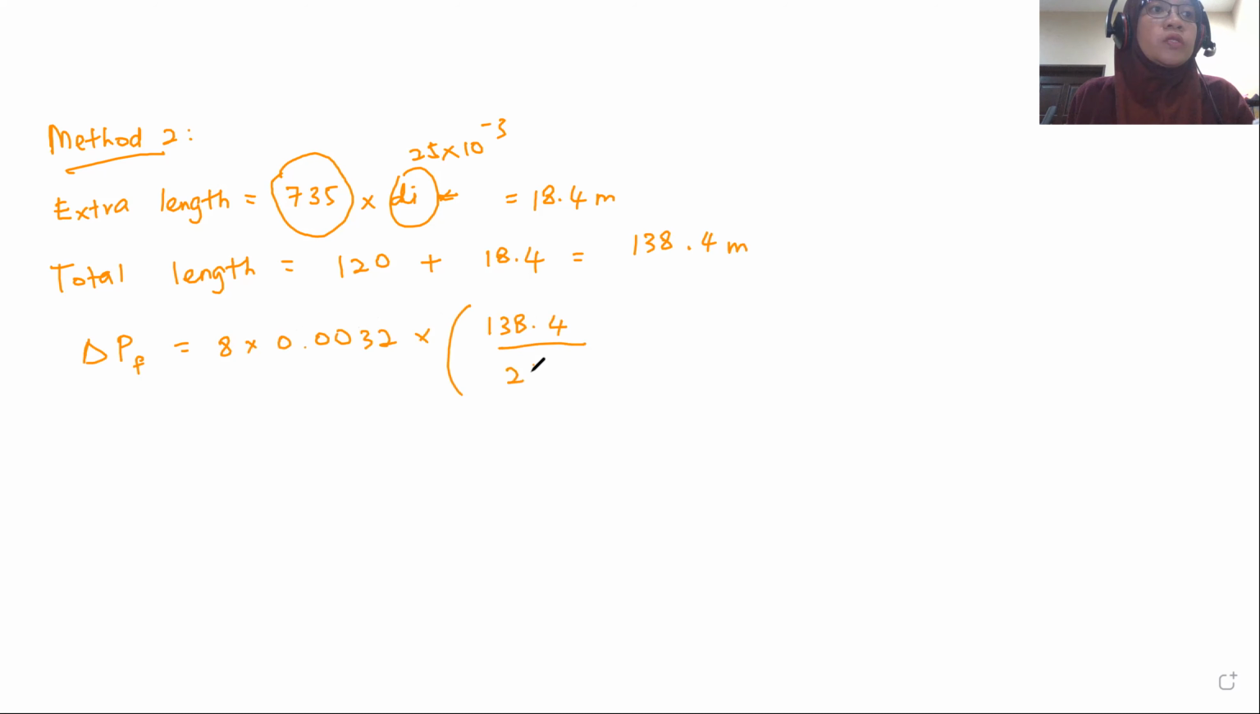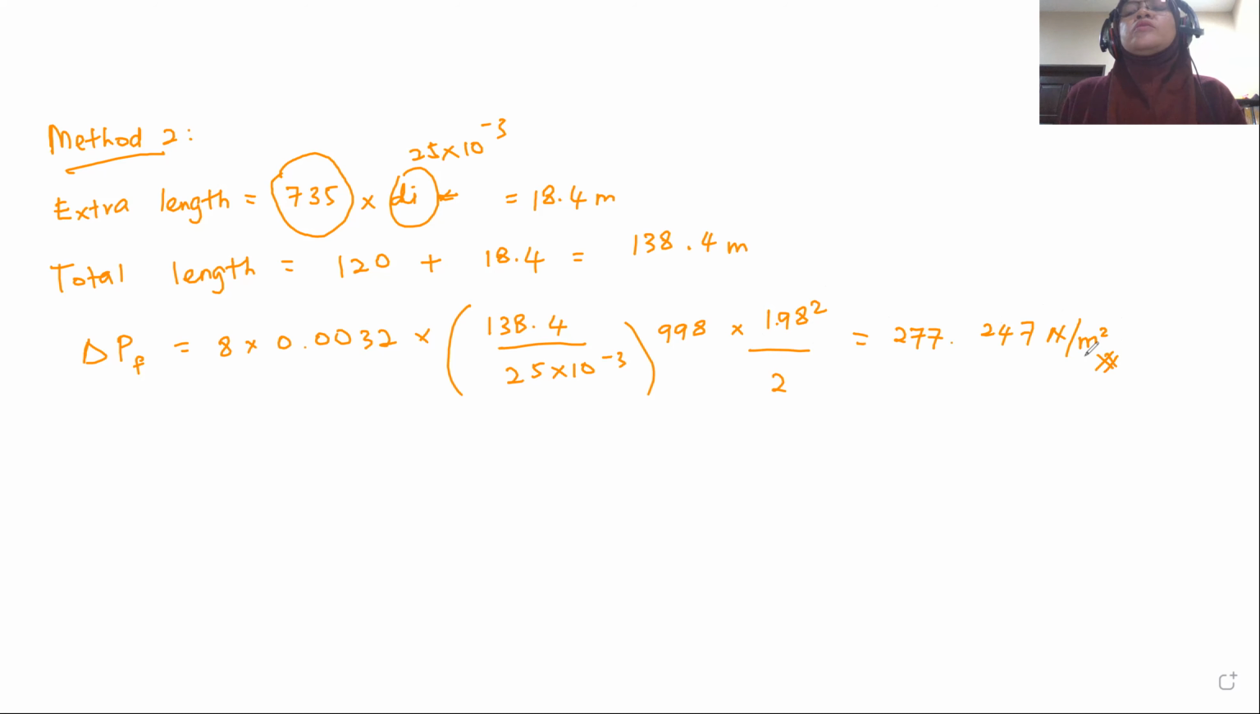And then 25 times 10 to the power of minus 3 is our internal diameter, multiply with the density, multiply with 1.98, which is our fluid velocity. Then divide by 2 and we will get 277.247 Newton per meter squared.